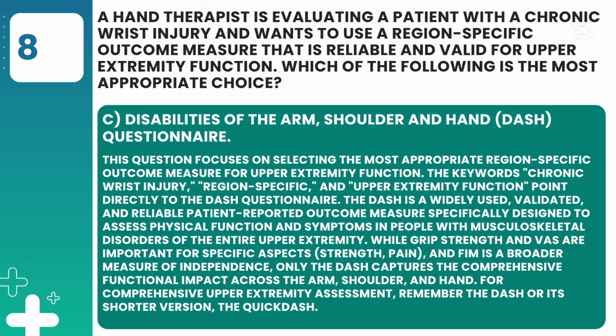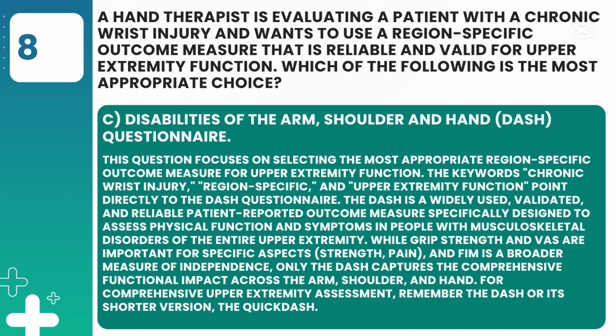This question focuses on selecting the most appropriate region-specific outcome measure for upper extremity function. The keywords chronic wrist injury, region-specific, and upper extremity function point directly to the questionnaire. The DASH is a widely used, validated, and reliable patient-reported outcome measure specifically designed to assess physical function and symptoms in people with musculoskeletal disorders of the entire upper extremity.